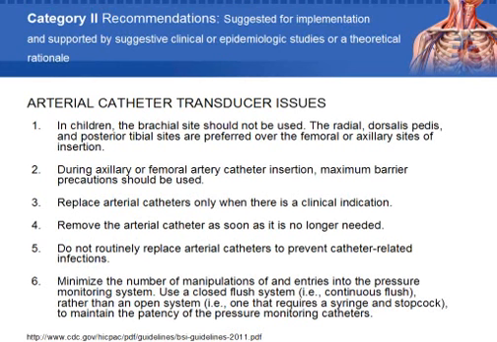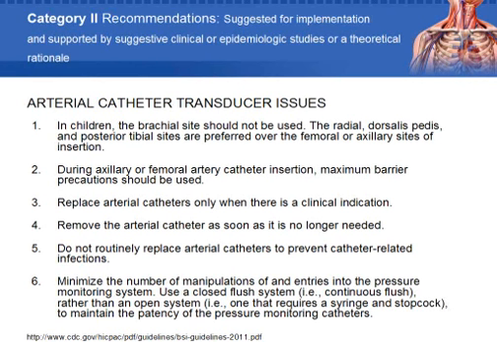Now we move to Category 2 recommendations. Now keep in mind that all Category 1, whether they be 1A, 1B, or 1C recommendations in the CDC guidelines, as stated by CDC, should be fully implemented. Now we're to Category 2. If we look at the criteria for that categorization, it's suggested for implementation and supported by suggestive clinical or epidemiological studies or a theoretical rationale. So the level of data to support these is less than the 1Bs or the 1As.